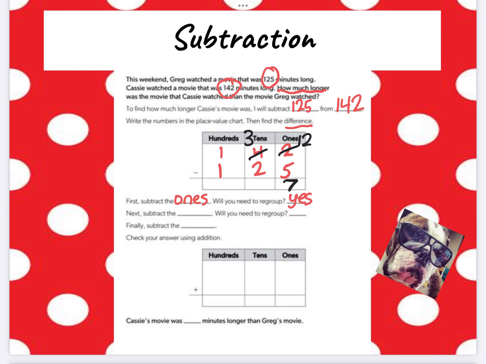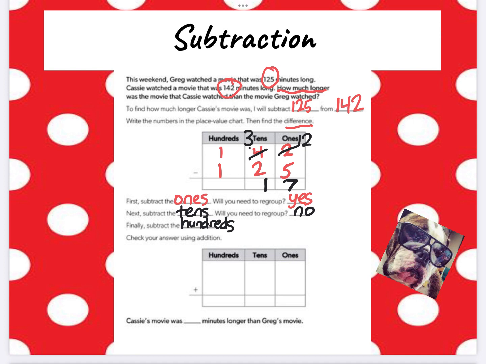Next, I'm going to subtract my tens. Do we need to regroup? I have 3. Can I take 2 away? I don't need to regroup. I am able to do it, right? And 3 minus 2 is 1. Then finally, I'm going to subtract my hundreds place. Okay, and 1 minus 1 is 0. All right, and you can write that if you want to, but when it's that very first number, you don't have to.